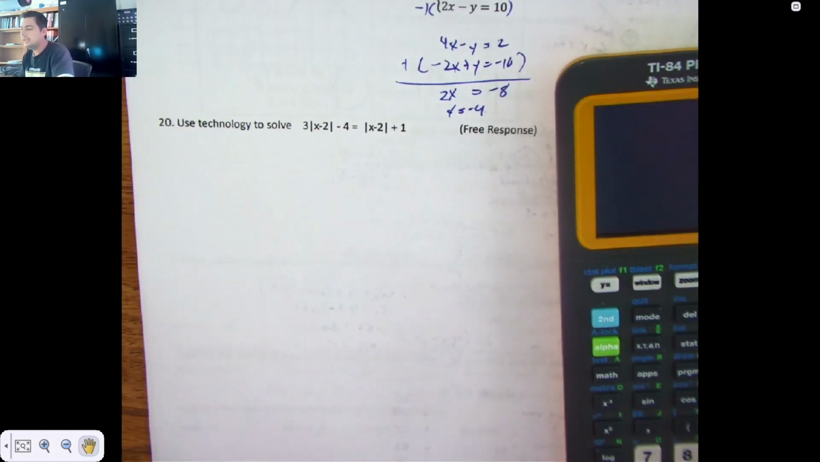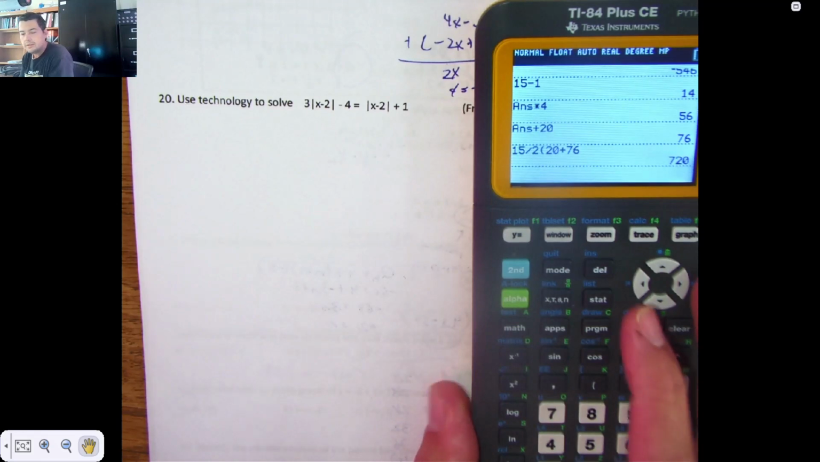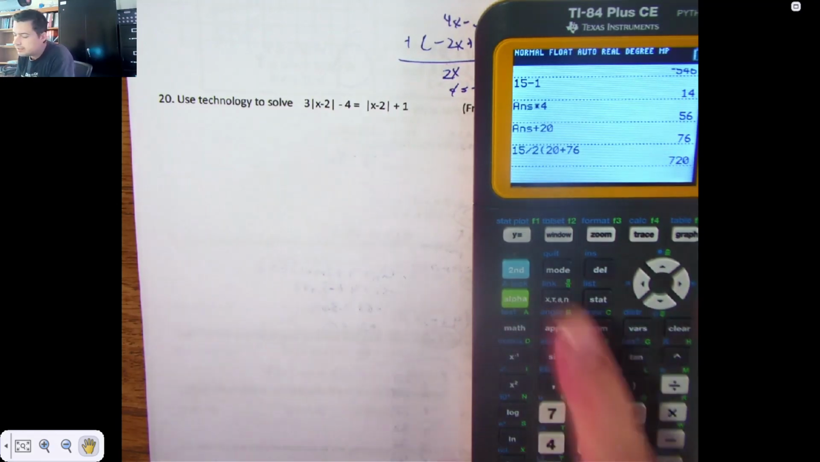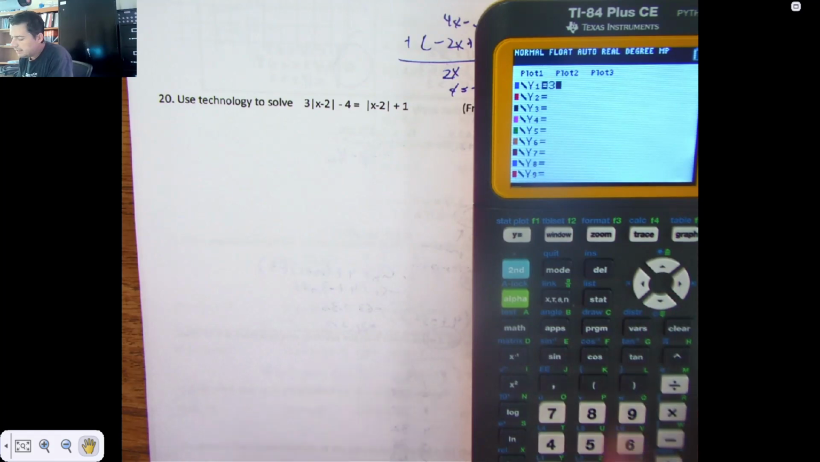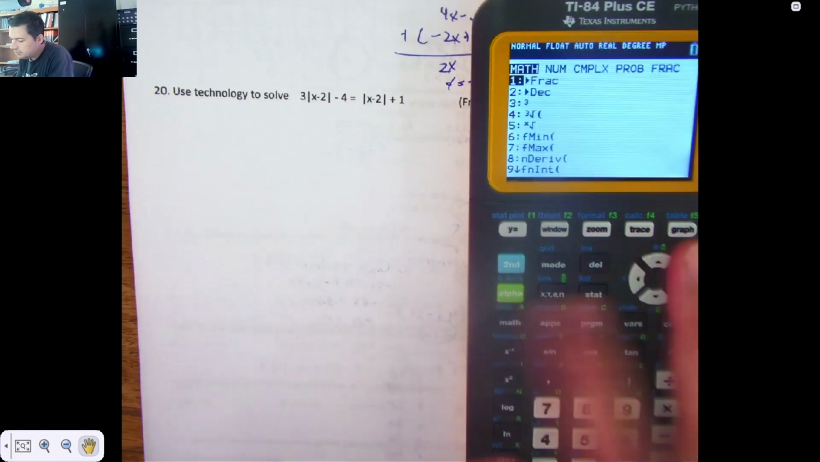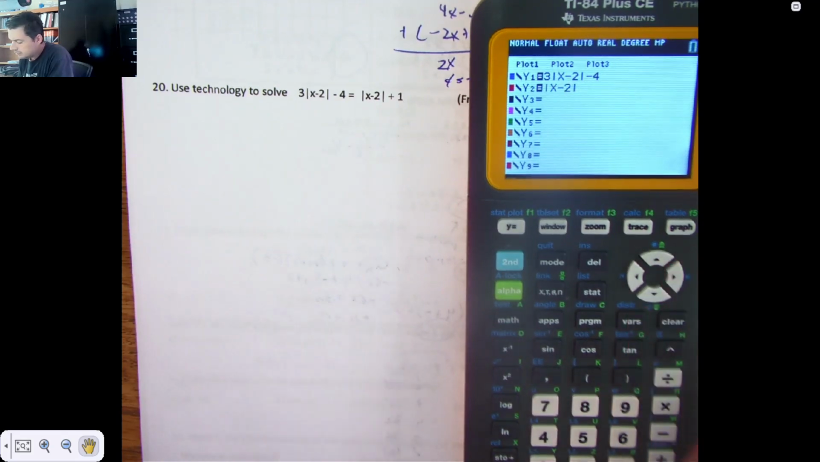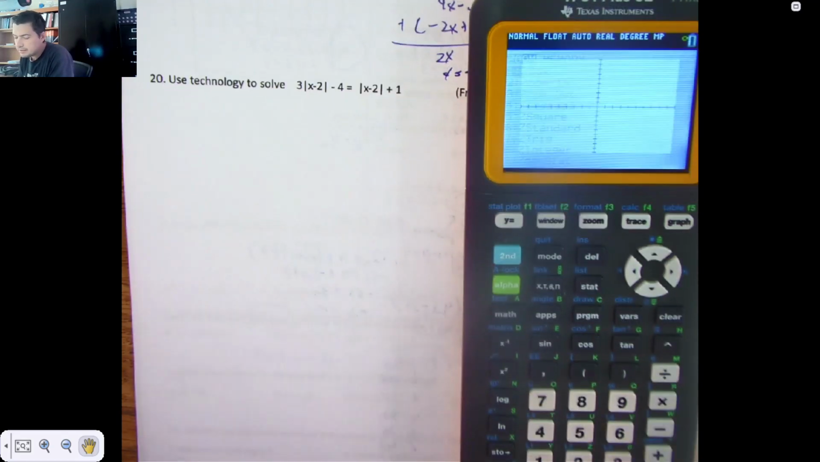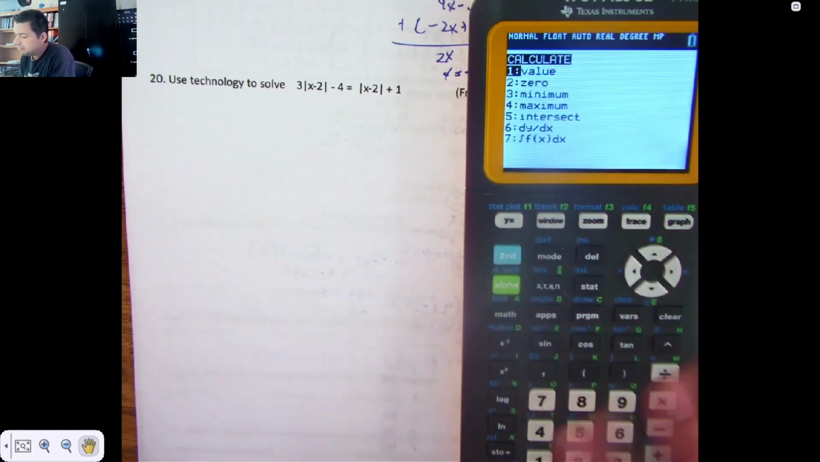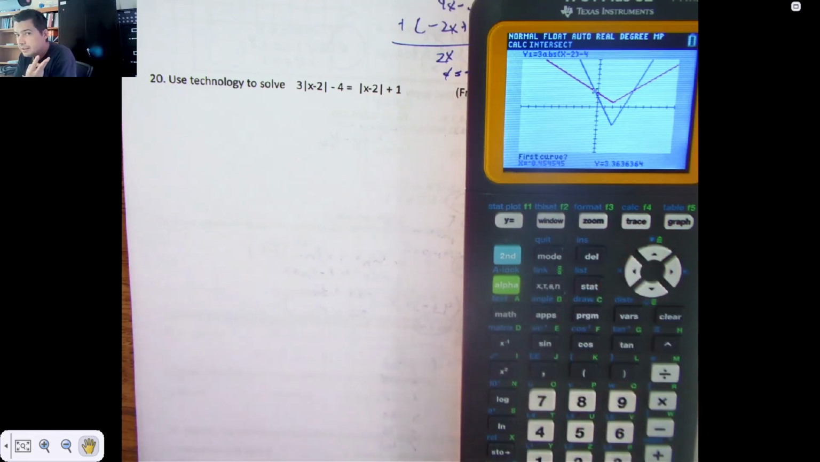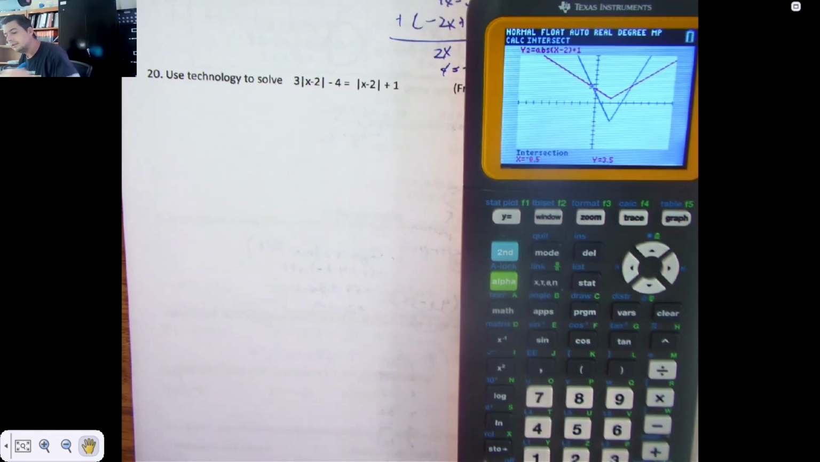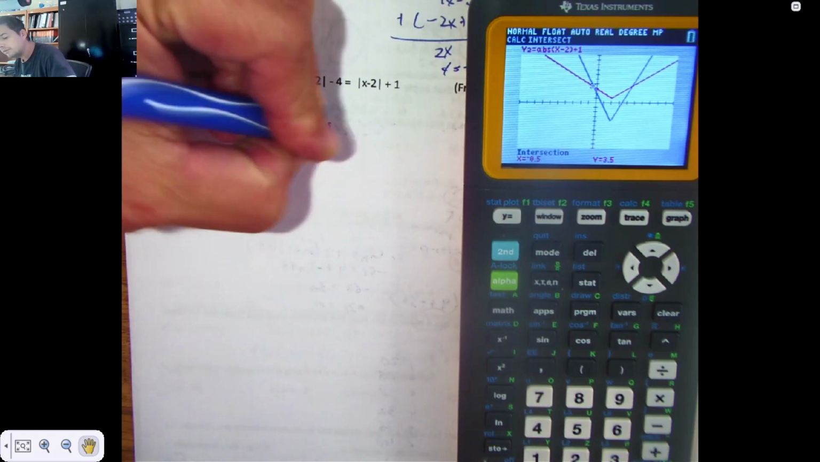Only like one kid in my second period got this right, which is the easiest thing on the whole test. You put the left-hand side into y1. You put the right-hand side into y2. You hit zoom. You hit 6. You look at the pretty picture. You hit second trace 5. You get close. You press enter 3 times. 1, 2, 3. There's an x value at negative 0.5.